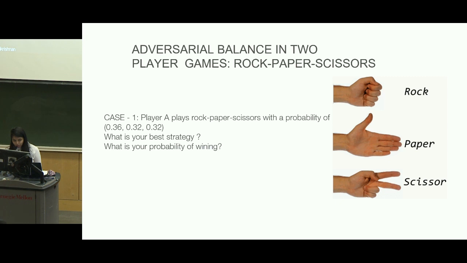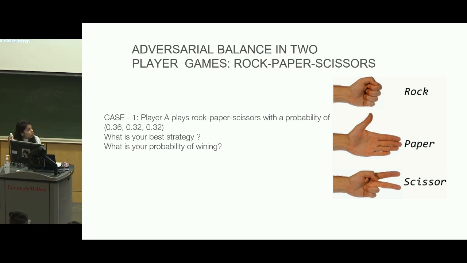Okay, so I think most of the people know about this game, the rock, paper, scissors game. Now just consider that I am one player and the probability of me playing rock, paper, scissors is 0.36, 0.32 and 0.32. If one of you is playing the game, what will you choose to defeat me? Paper, right? And what is the probability of winning? 36%, right? Because if you choose paper and for me the probability of rock is 0.36, the probability of winning in this game is 36%.